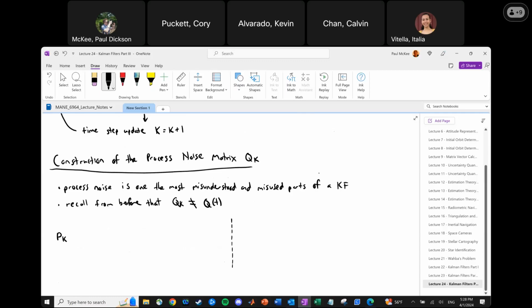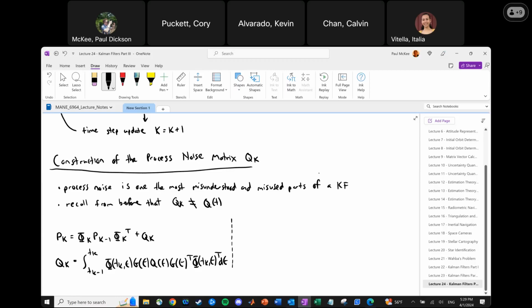So we're going to say, okay, P_k is equal to phi_k P_{k-1} phi_k transpose plus Q_k, where Q_k is the integral from t_{k-1} to t_k of phi(t_k, epsilon) G(epsilon) Q(epsilon) G(epsilon) transpose phi(t_k, epsilon) transpose d epsilon. Well, I'm really glad that all fit. This was one way of doing the covariance propagation.